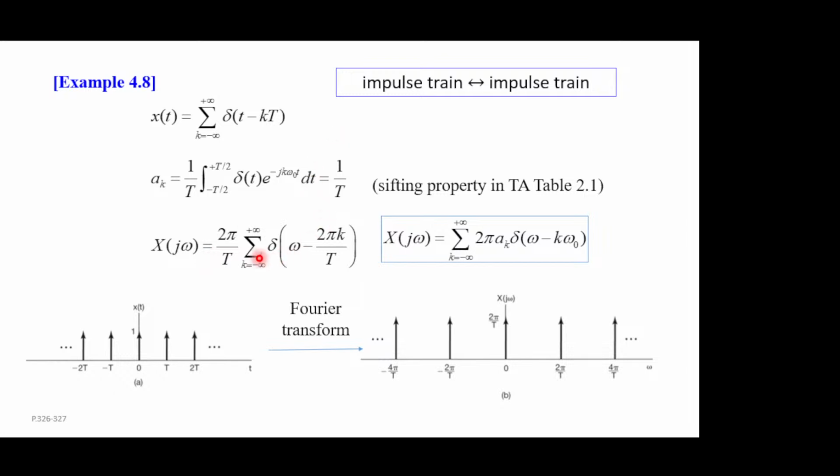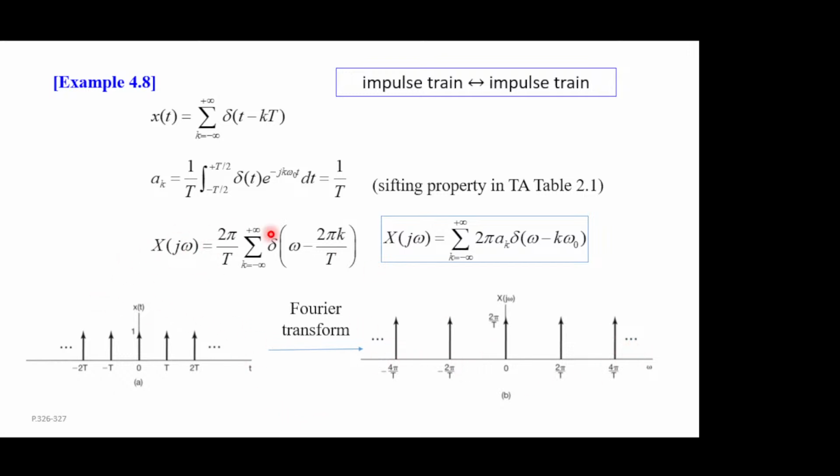Then that should become the summation over k of 2 pi times a_k, but 2 pi times a_k is just a constant, so that's 2 pi over big T, and you have the spacing omega naught, right? So omega naught will be 2 pi over big T. So omega minus k omega naught. So this is your spectrum.